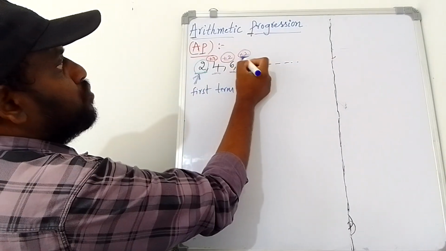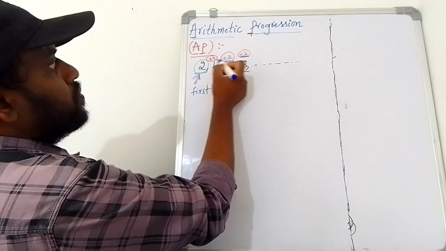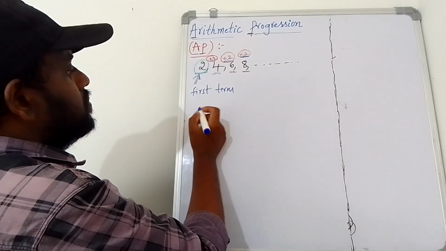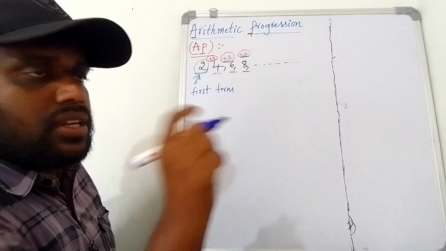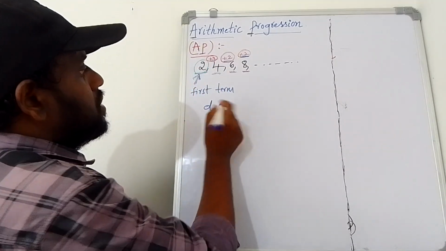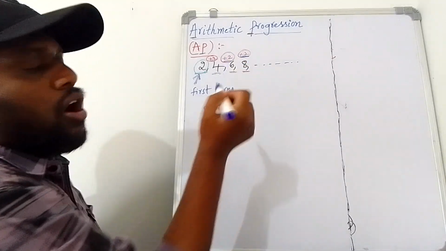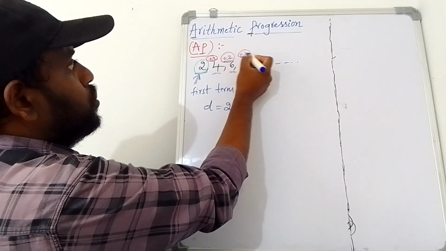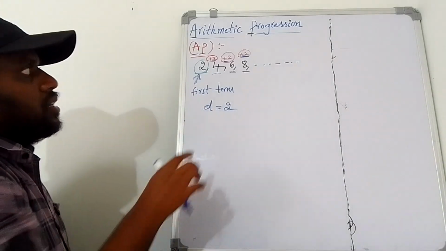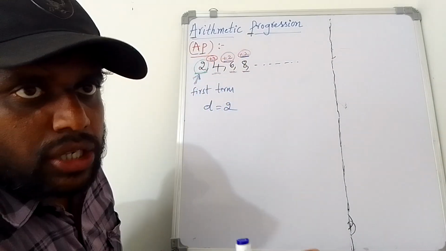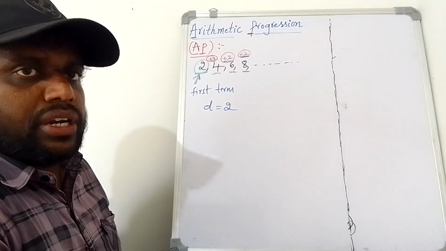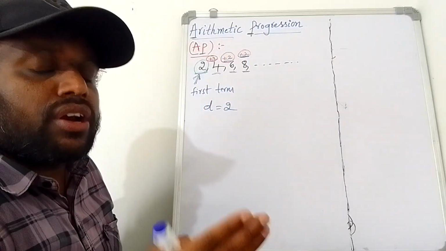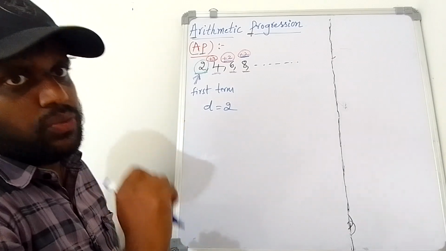Now this fixed number, 2, is called the common difference of this AP. The common difference is represented by D. This 2 is the common difference of the AP, so in this case D is equal to 2. Here we have plus 2, so it is just 2. This common difference can be positive or negative or 0 also.